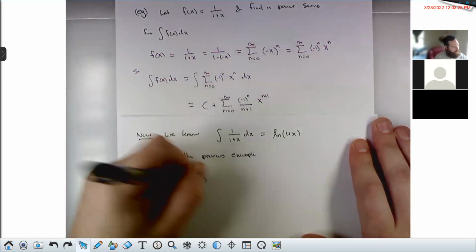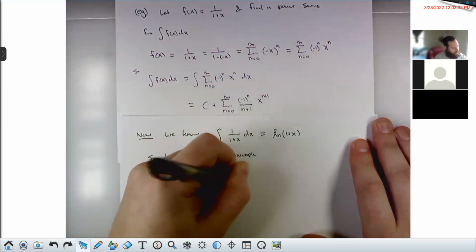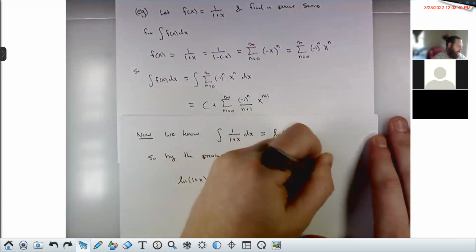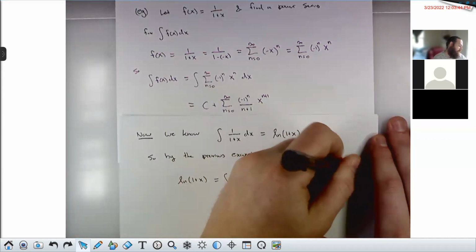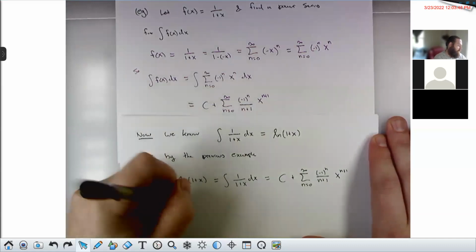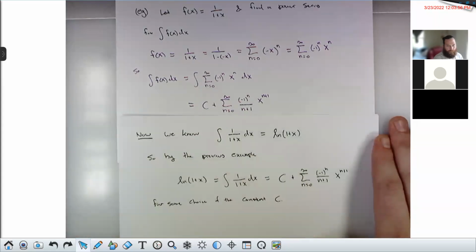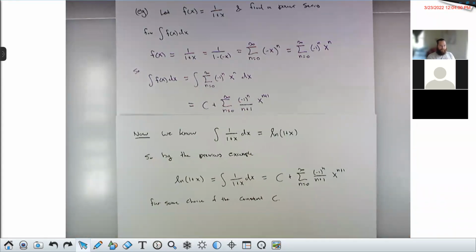the natural log of 1 plus x, which is the integral of 1 over 1 plus x dx, must be equal to c plus sigma n from 0 to infinity, negative 1 to the n over n plus 1 times x to the n plus 1, for some choice of the constant c. What I'm going to do here for you is solve for c, and then you will get from this a power series for the natural log function. I want the series centered at 0, so instead of natural log of x, which is not nice at 0, right? It's undefined at 0. I'm going to do natural log of 1 plus x.